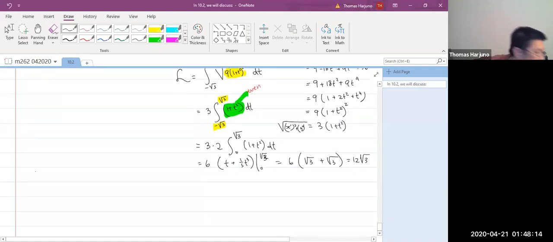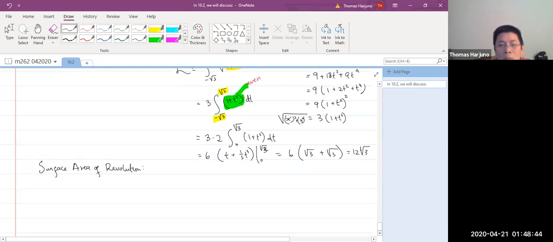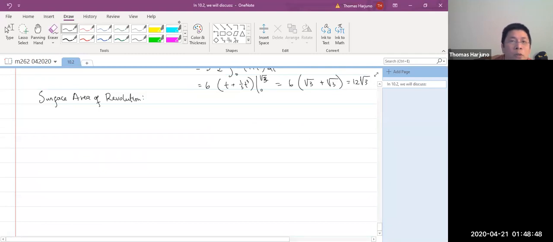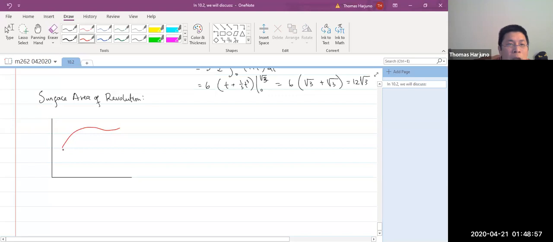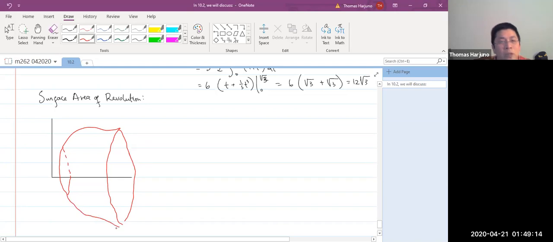Now that's for the arc length. After arc length, we have a surface area of revolution. We have two possible situations. The first one is when we rotate the graph. Let's say we have a graph here, and we rotate that with respect to the x-axis. Let's say like that.